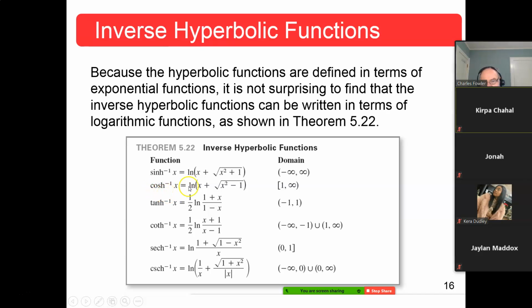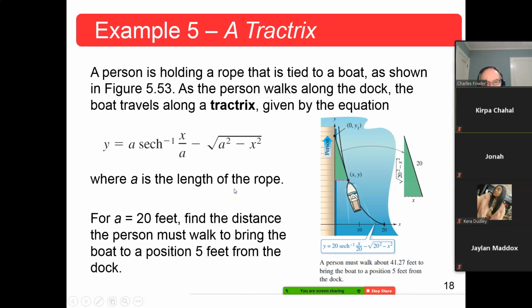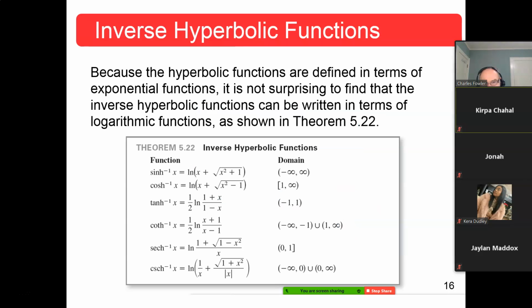Inverse hyperbolic cosine is very similar, except you have a minus here. But here you have to restrict the domain to 1 to positive infinity, not 0 to positive infinity. That won't work, because 0 would give you a negative in the square root, and you can't do that. So you have to be from 1 on up. And since you're only in positive values here, that works here too.